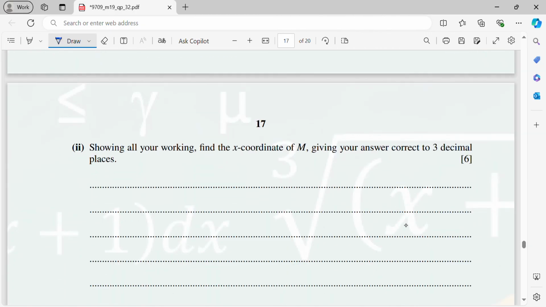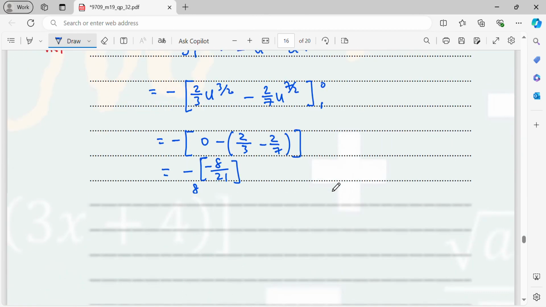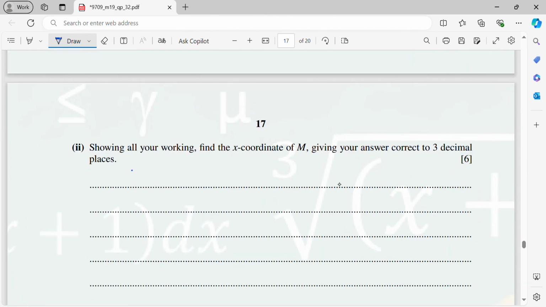Okay, part 2. Showing all your working, find the x-coordinate of M, giving your answer correct to 3 decimal places. So it's mentioned that the maximum point M. That means now I need to find the x-coordinate of the maximum point. That means we have to differentiate. Okay, so now rewrite this function first. y equals sin cubed x times square root cos x.